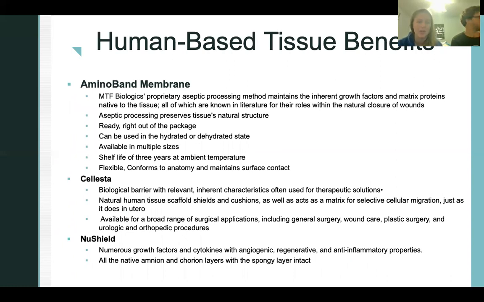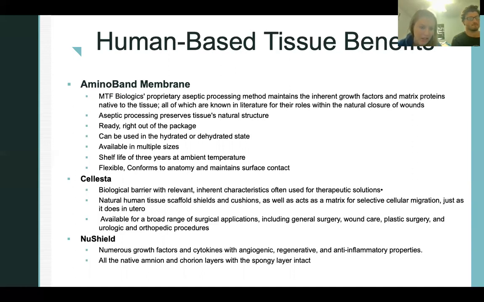These are some more. The amnio band membrane. It's aseptic processing, preserves tissues' natural structures. It's ready right out of the package. It can be used in hydrated or dehydrated state. It's available in multiple sizes as well. The shelf life for this is also 3 years, and it is also flexible and conforms to the surface to keep contact.